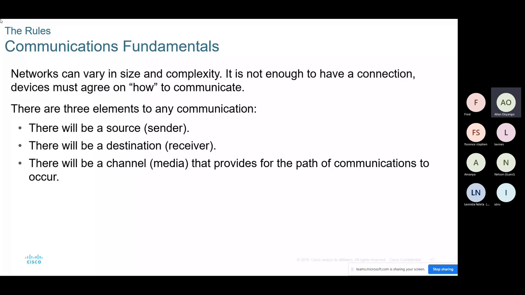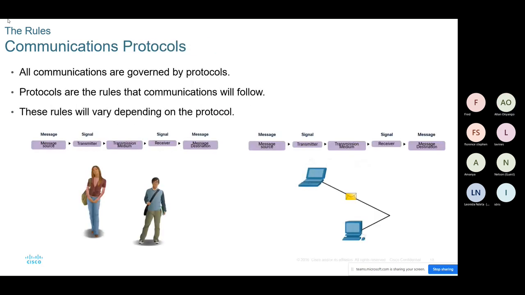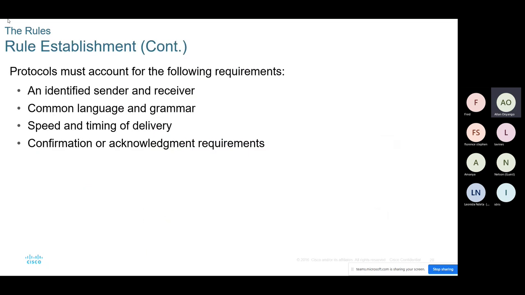Now, how are we able to pass a message from a source to the destination, or from the sender to the receiver? We need a channel, what we are calling the media. And if you remember very well, we did talk about three types of network media, and that was copper, fiber optic, and wireless. And so that is what we call the channel. Now, all communications, whether machine communications or human communications, must be governed by some rules or some protocols, as I had already said.